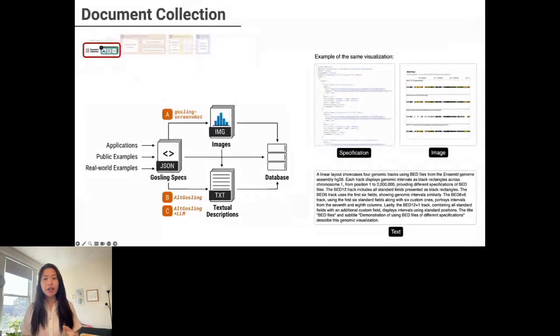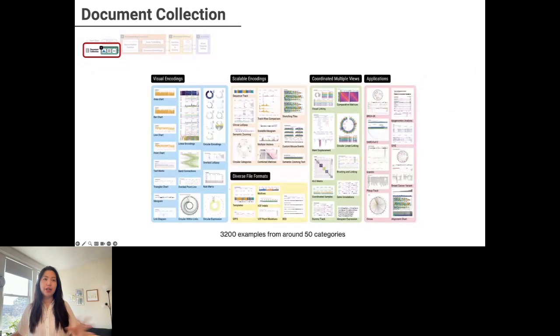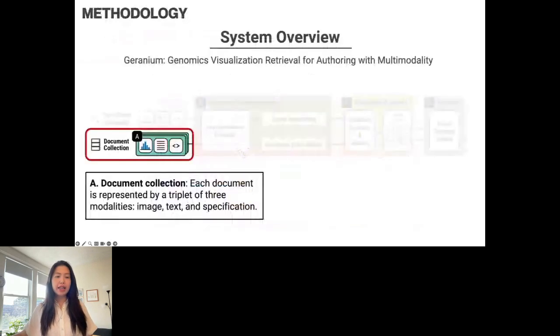To collect data, we start with Gosling specs gathered from public examples and real-world applications. We built the corresponding image and description for each visualization, with an example seen on the right. We have the spec, the image, and the corresponding text. We ended up with around 3,200 examples from around 50 different categories for genomics visualization. That is the module for document collection. Next, we have multimodal representation.